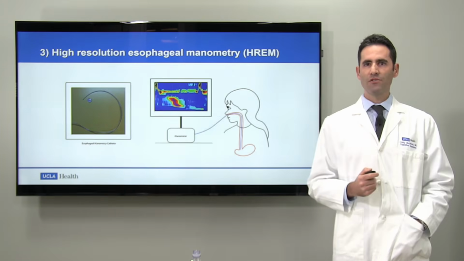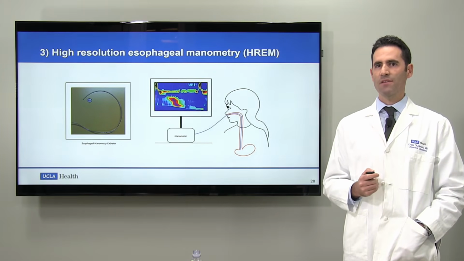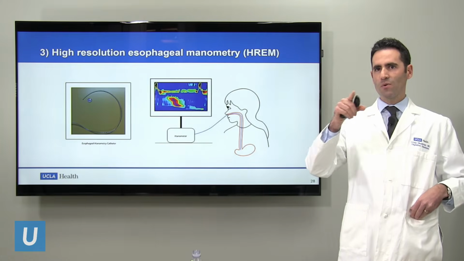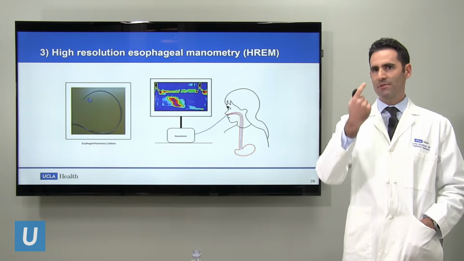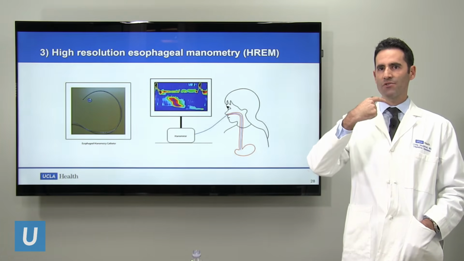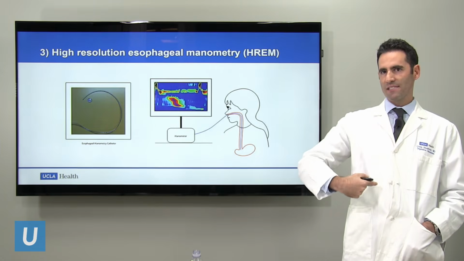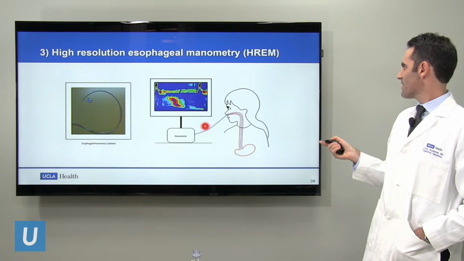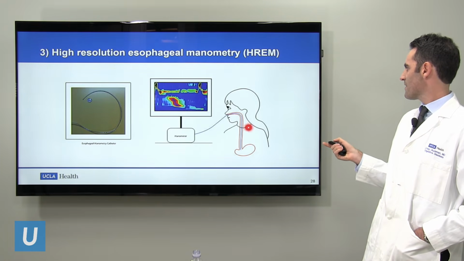Another test that we can use to diagnose patients with esophageal dysphagia is a high-resolution esophageal manometry. We like to call this esophageal manometry for short. Esophageal manometry is a very thin catheter with sensors all along the catheter. We're able to place this catheter down the patient's nose. It goes through the esophagus into the stomach. And as you can see in this image, the thin catheter is going down the nose, down the esophagus, and into the stomach.